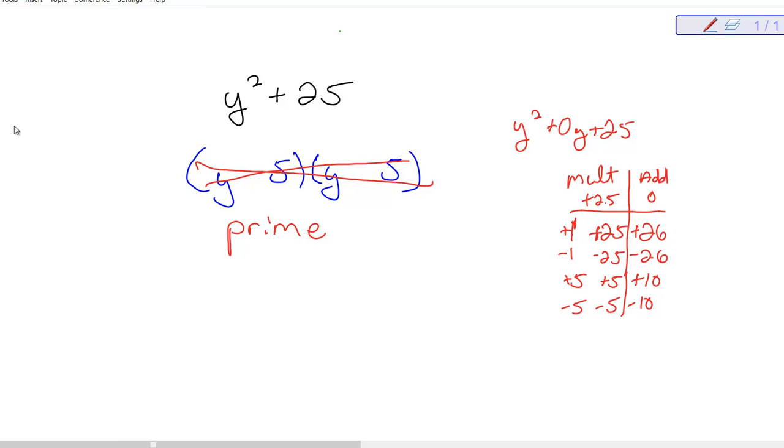Let's look at some other examples with the squares. And let's look at 4a squared minus 9. Okay, first let's see, is there a greatest common factor I can factor out? Which, no, there's not, because I can't take a number and divide it into 4 and 9 evenly. And there's not an a in both of these.